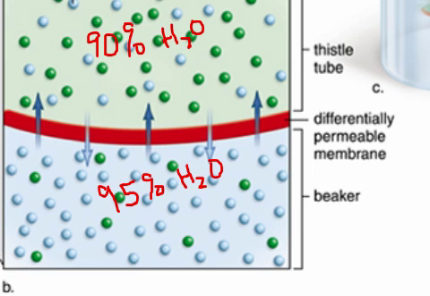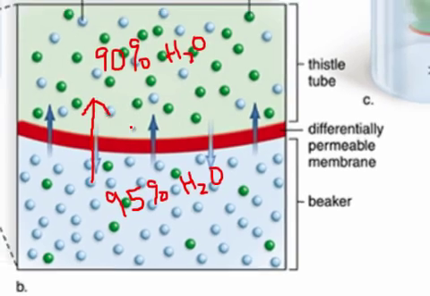Up on the top, that represents the solution inside this thistle tube that has 90% water. The solution on the bottom, which represents the water in the beaker, would have 95% water. So now we have a concentration gradient for water. It's created because of the concentration of the solute, but the solute cannot move. So the water will move. And so the net movement of water in this diagram is going to be from the beaker across the membrane and into the thistle tube.